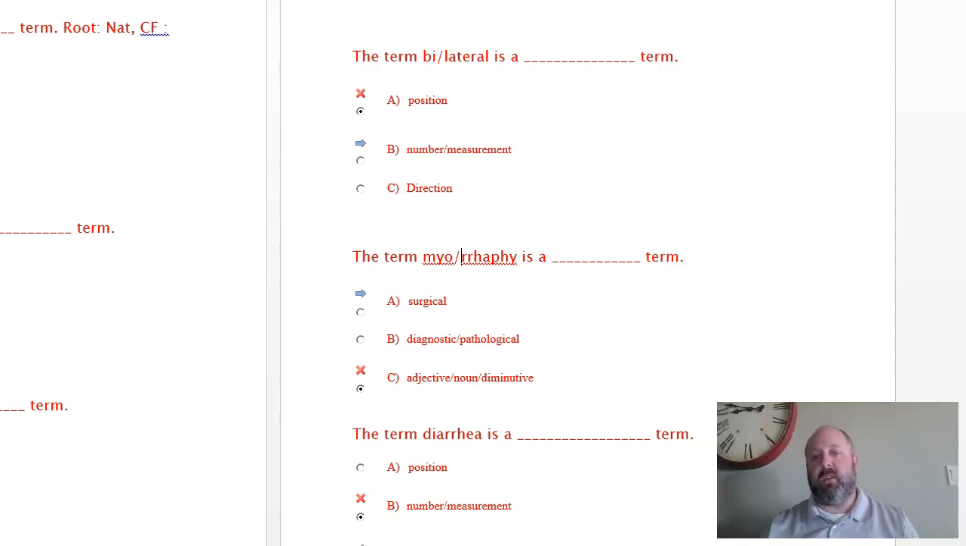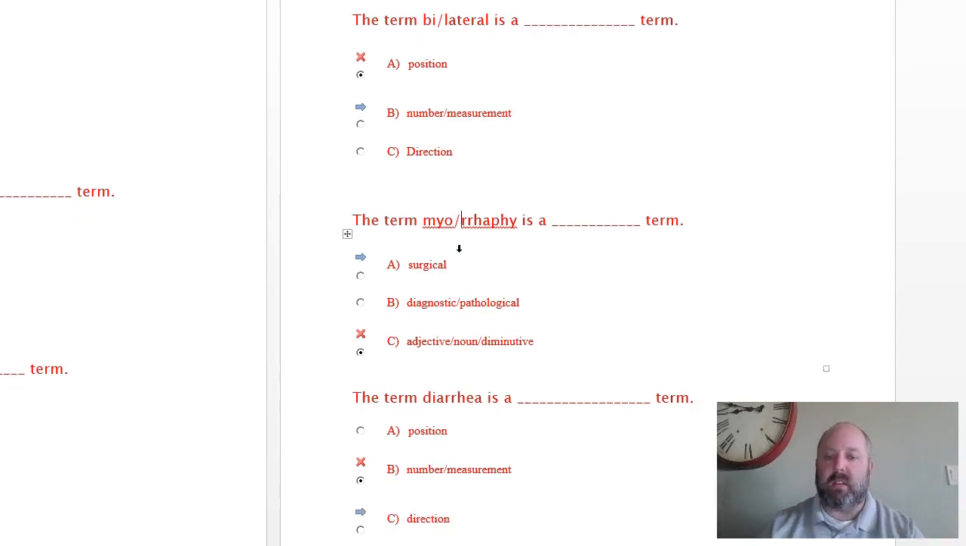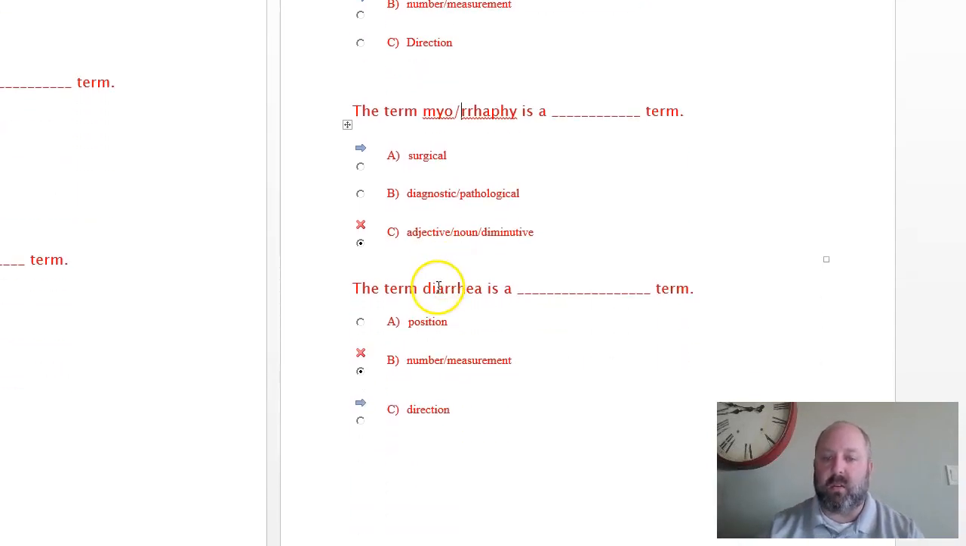So that's kind of what we're dealing with there. So make sure that you're familiar that this is a surgical term. Again, if you know the meaning of this, you don't even have to know these. You know that this means a suture or surgical repair or something, and you'll know the answer to this. Make sure you're separating these. I think that that's a key. Make sure that you know that, okay?